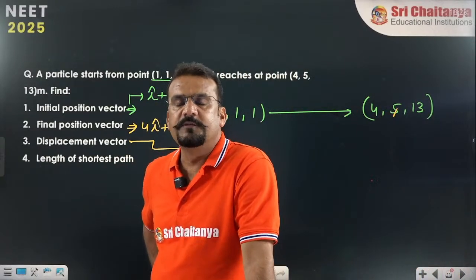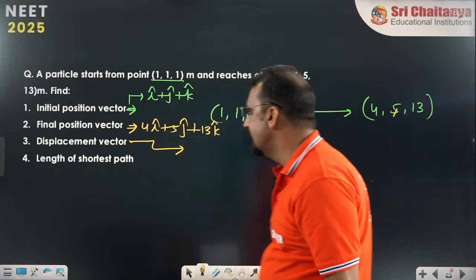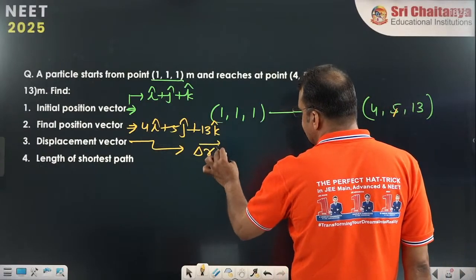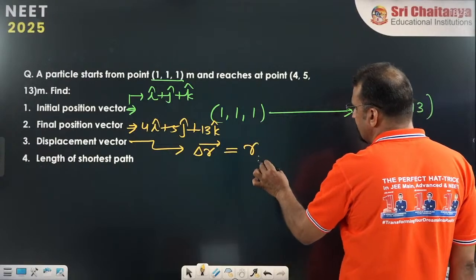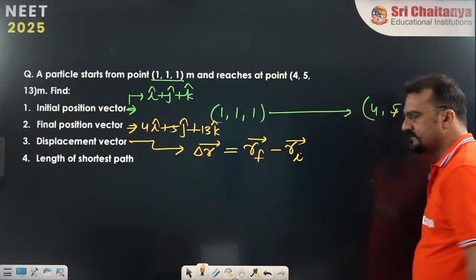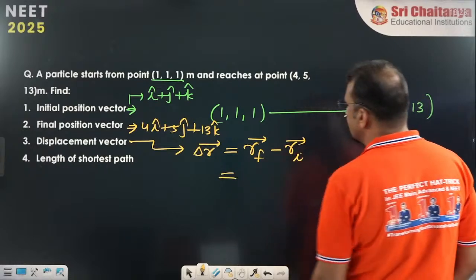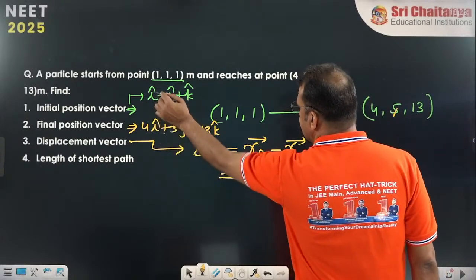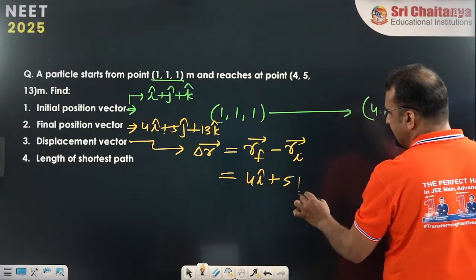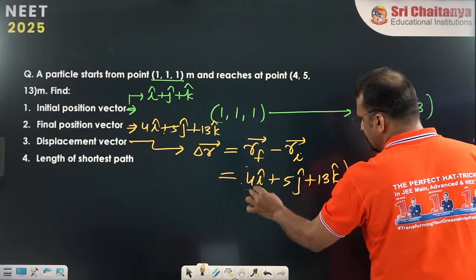Whenever this type of vector form is given, initial and final position vectors are given, and you have to find displacement, it means you have to take the change in position. What is the change in position? R final minus R initial is the change in position. This is the displacement. What is R final, dear student? This is the final position, and this is initial. That means 4i cap plus 5j cap plus 13k cap is the final position vector.